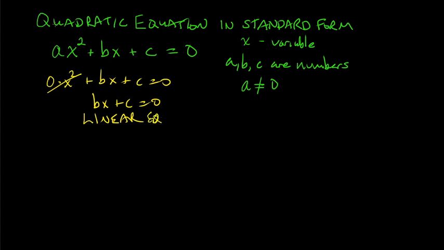So in order to be a quadratic equation, you have to have some term with x squared in it, or with a square of the variable. It could be y squared or z squared or w squared, but it has to contain an exponent of 2 somewhere. Okay, so that's why a cannot be 0. So keep that in mind.